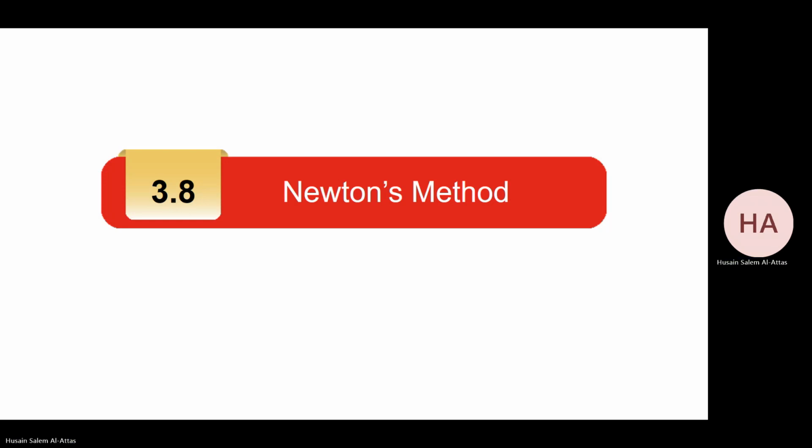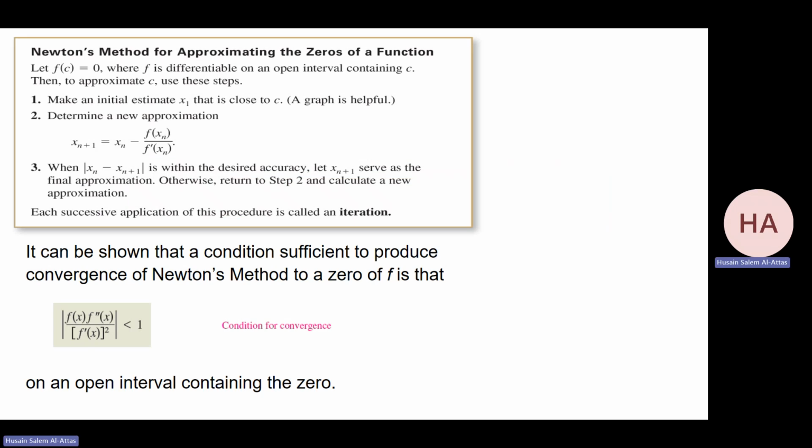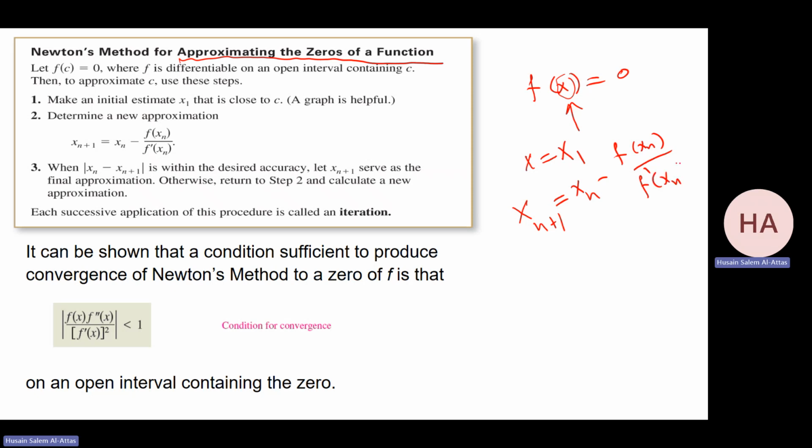Okay. So what we have, if I want to approximate the zero of a function, so I have f of x equals 0. I want to approximate the x which satisfies f of x equals 0. So you need to start with x equal x1, some point nearby this x. Then we need to apply this formula, xn plus 1 will be xn minus f of xn over f prime of xn.